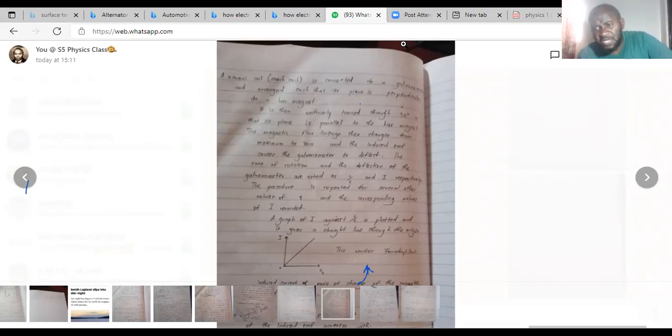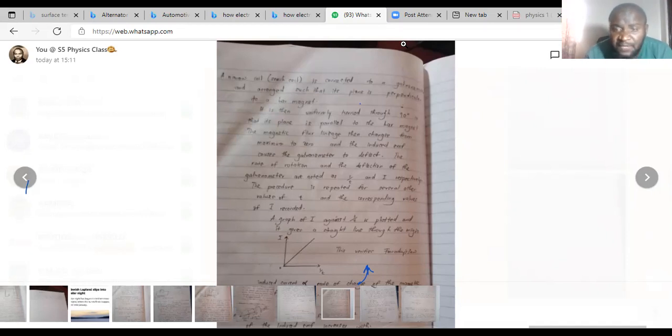Now, whenever this coil turns and rotates, remember we have EMF induced as a result of changing flux, or moving conductors or rods through a given field. So at this stage, we have made the coil rotate. We have made it move. When you make it move, you bring about a deflection in the galvanometer. So the rate of rotation and deflection of the galvanometer are noted as a reciprocal of time and current respectively.